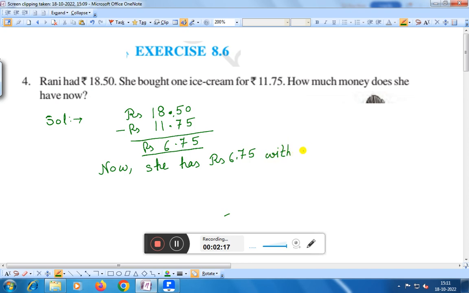This is the solution of question number 4.